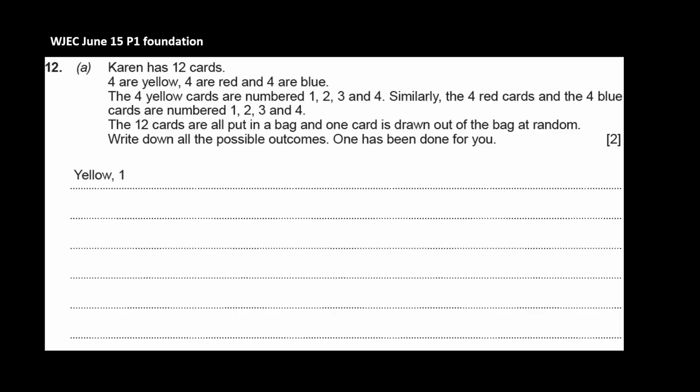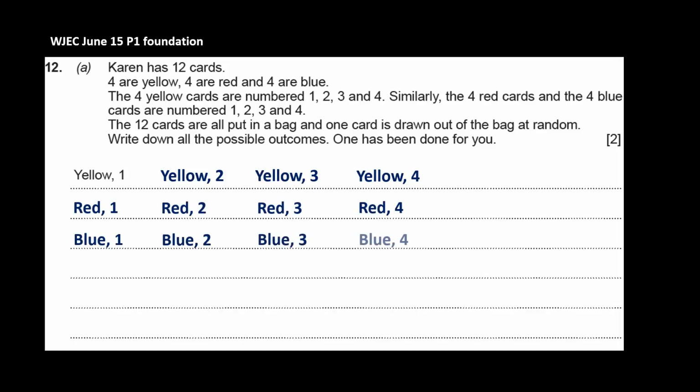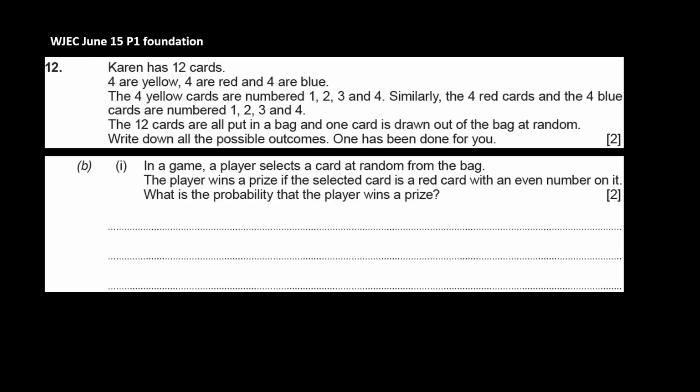And I've done the first one for us, yellow 1. Well, we could have a yellow card with 2 on it. We could have a yellow card with 3 on it, and a yellow card with 4 on it. Notice we've used a systematic approach, not just randomly writing stuff down. We could have a red card with 1 on it, a red card with 2, and you get the idea then. And there are all the possible outcomes. Okay, and there's 2 marks for that in the exam. Let's have a look at part B.